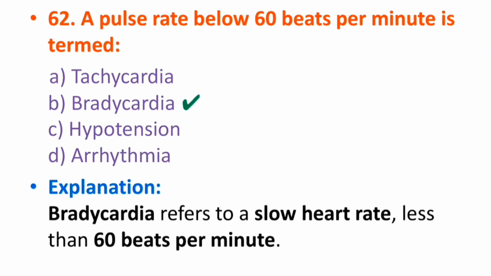A pulse rate below 60 beats per minute is termed option A, tachycardia, option B, bradycardia, option C, hypertension, option D, arrhythmia. The correct answer is option B, bradycardia. Bradycardia refers to a slow heart rate, less than 60 beats per minute.